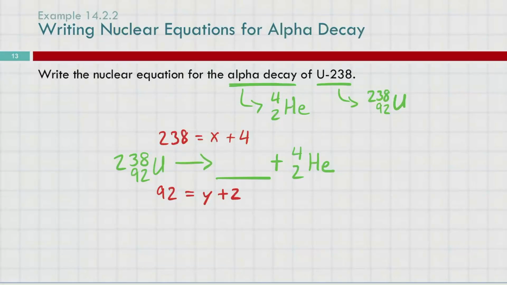You don't have to call it x and y. You can call it whatever you want. I just use x and y because those are some familiar algebra variables. You could call them a and z.